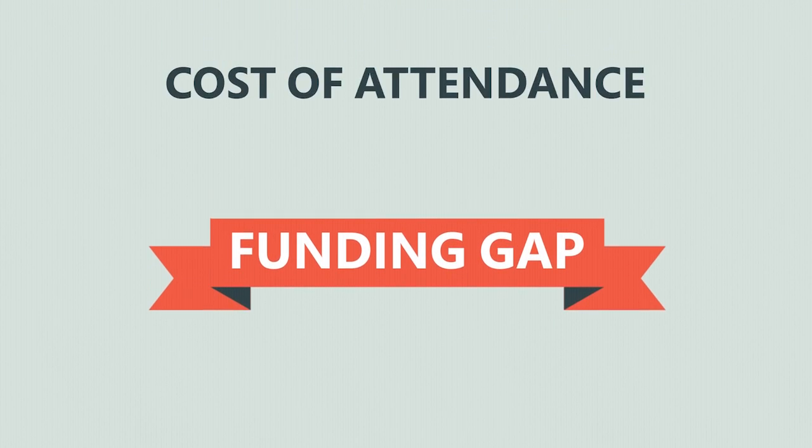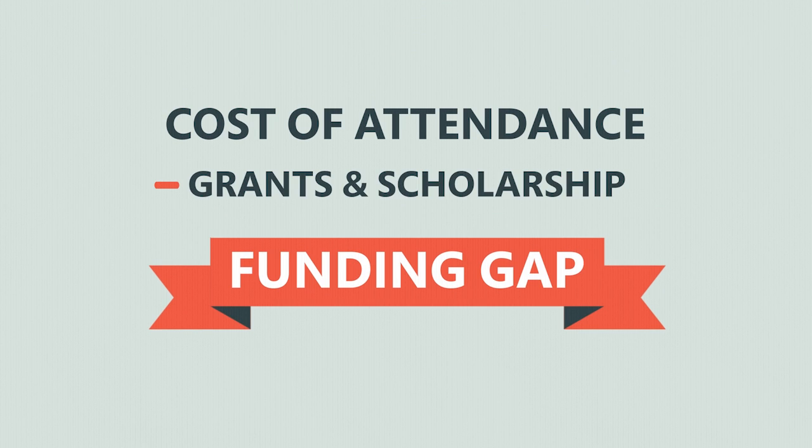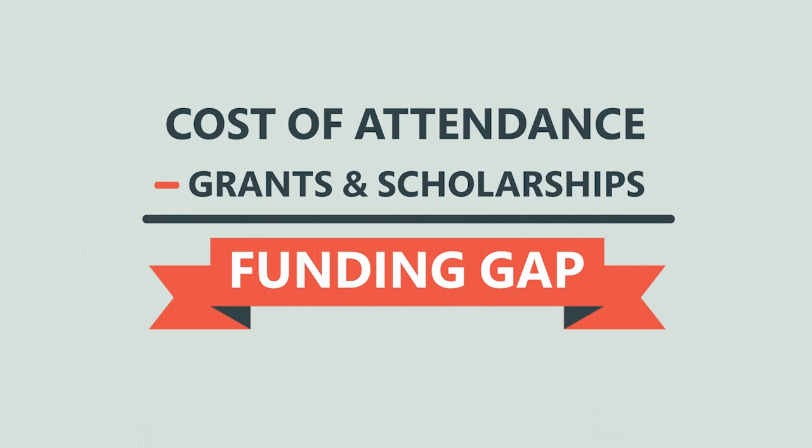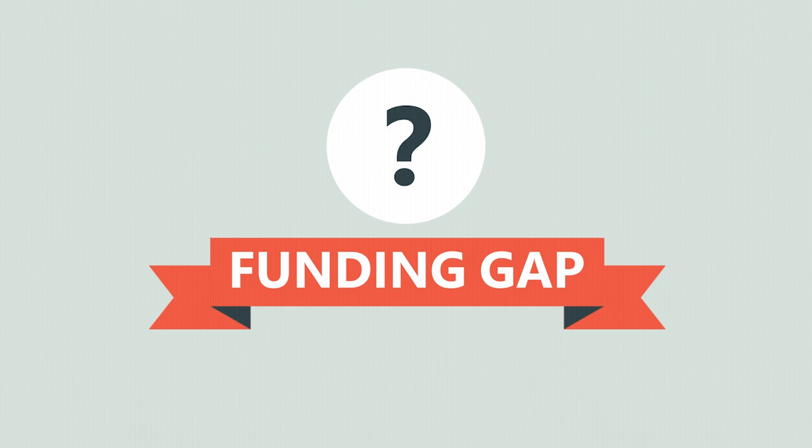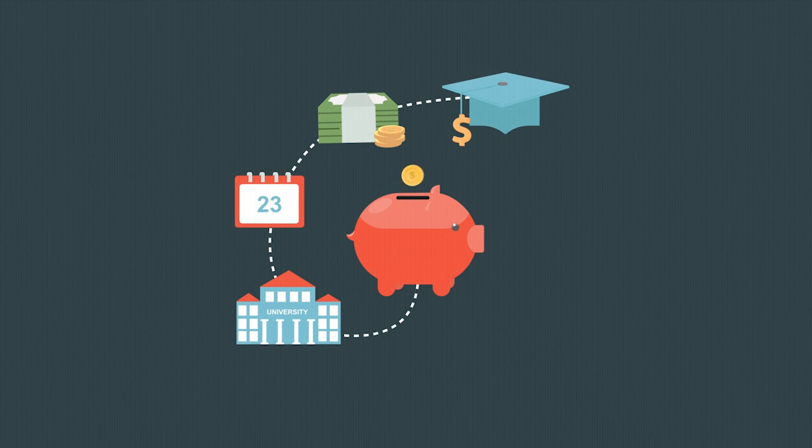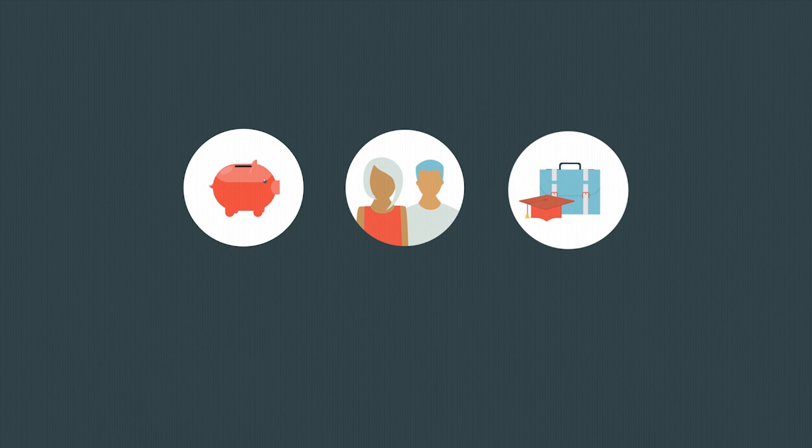Now that you've calculated your funding gap, the number you get when you subtract your grants and scholarships from your cost of attendance, you have to find a way to cover that gap. Once you have a plan to responsibly pay for school, you can worry less about money and focus on academics. If you have family contributions, personal savings, or other income sources to cover the gap, then we say congratulations.